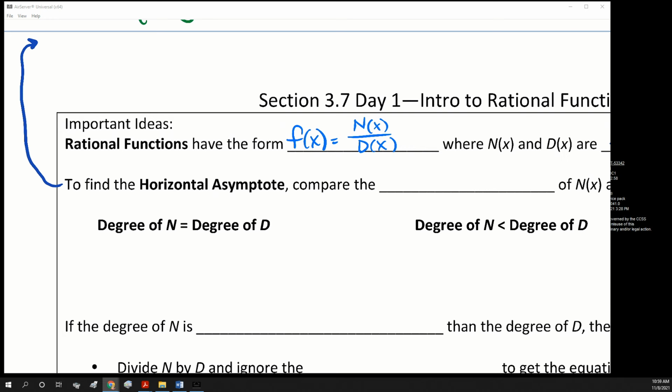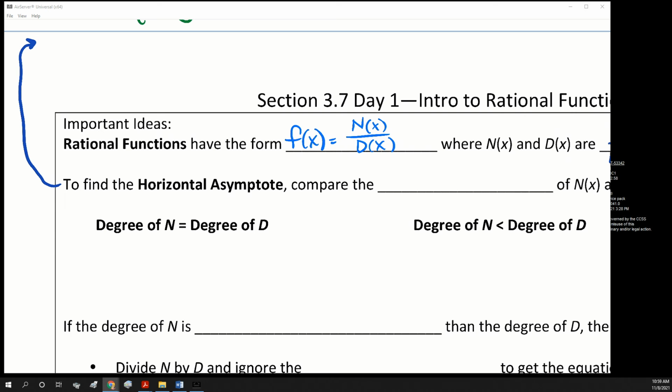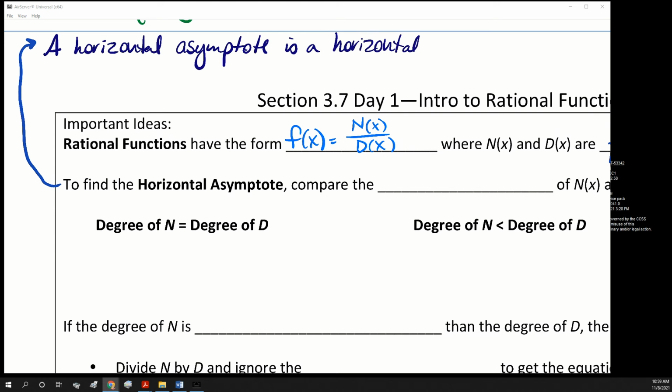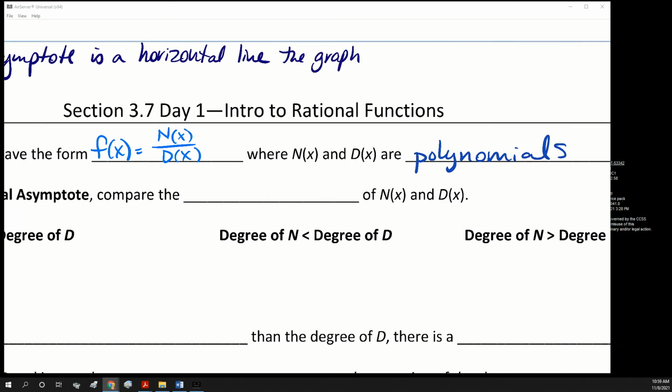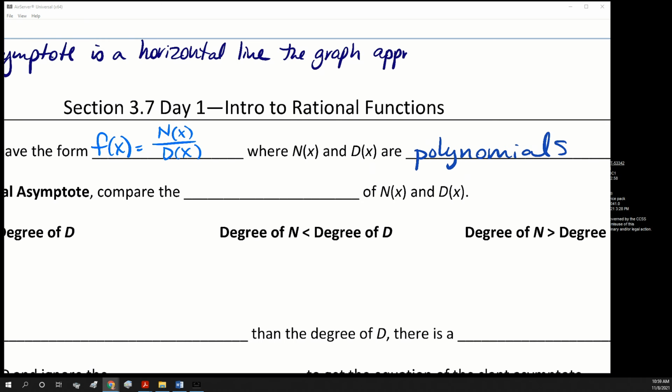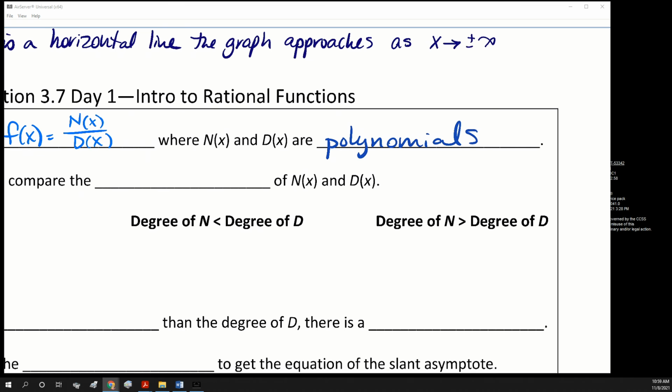Where it breaks off going left and right. Right. It was where it levels off. So it's going to be a horizontal line. So let's write this down. A horizontal asymptote is a horizontal line the graph approaches as x approaches positive or negative infinity.